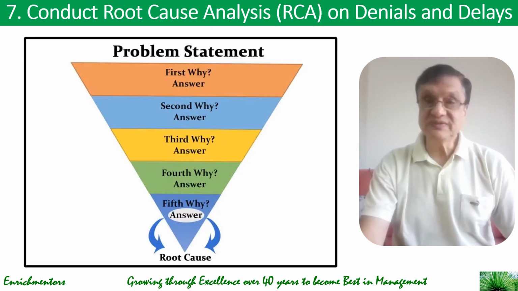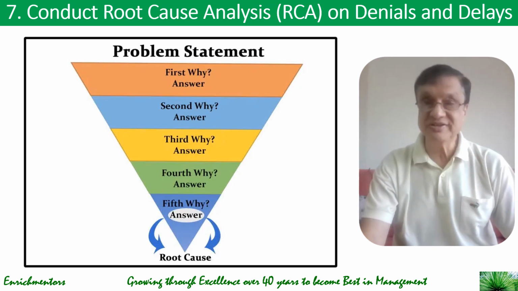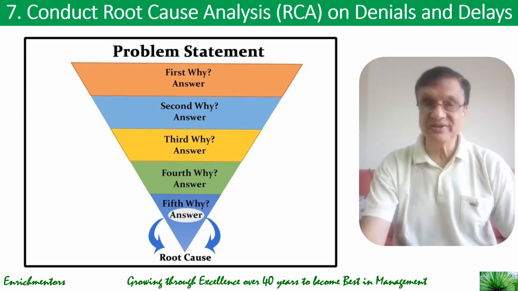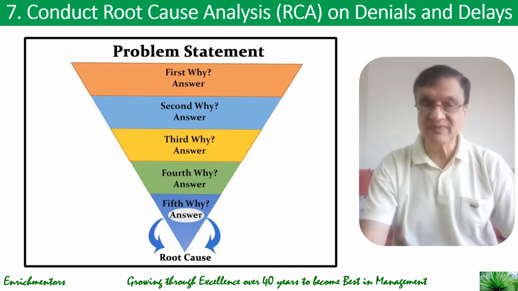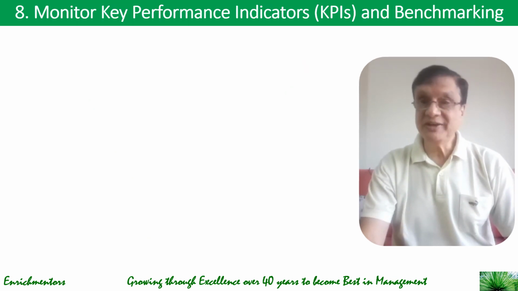Conduct root cause analysis for denials and delays. You could use the 5 Whys method, as you see here, for recurring issues like claim denials or payment delays. Ask why 5 times to uncover the systemic root cause. And this helps in identifying the underlying problems and the causes rather than addressing the symptom. Once the root cause is identified, take targeted actions such as additional training for staff on coding or implementing automated checks for insurance verification.